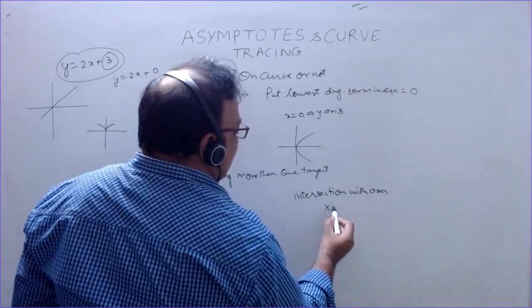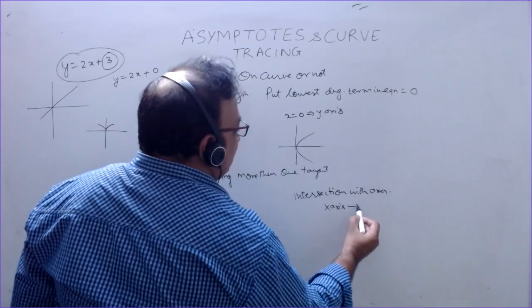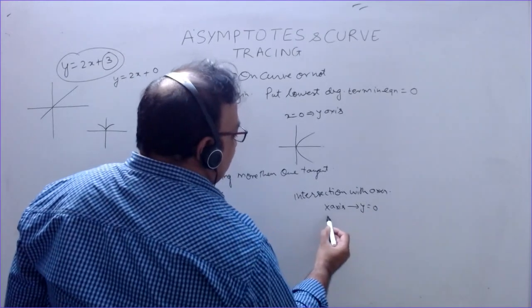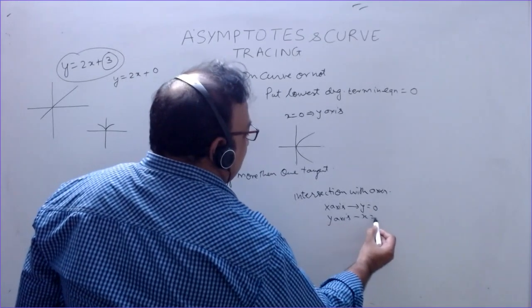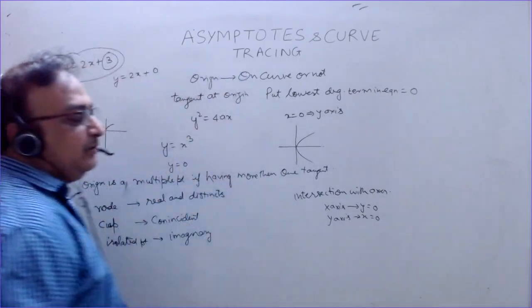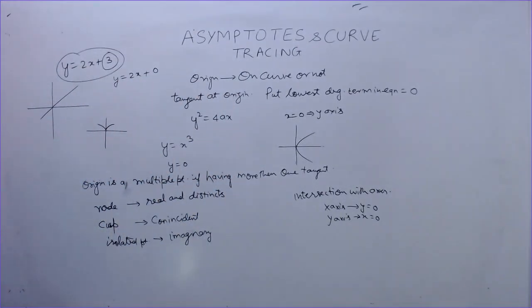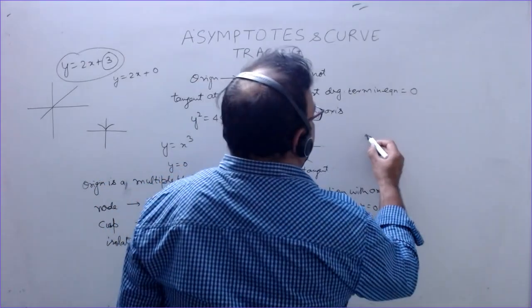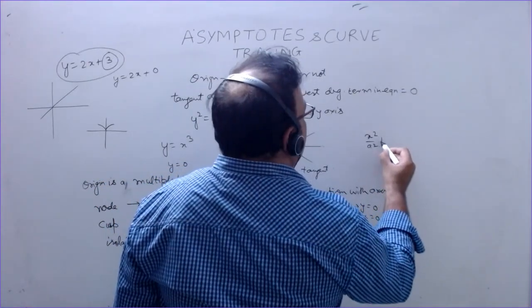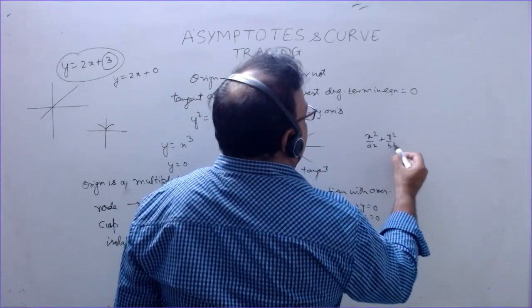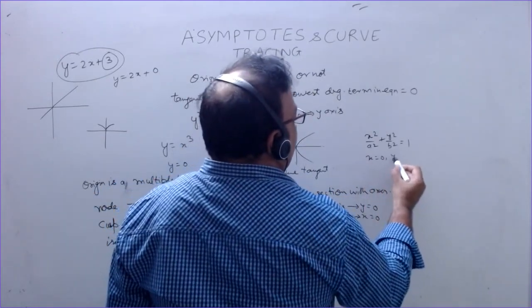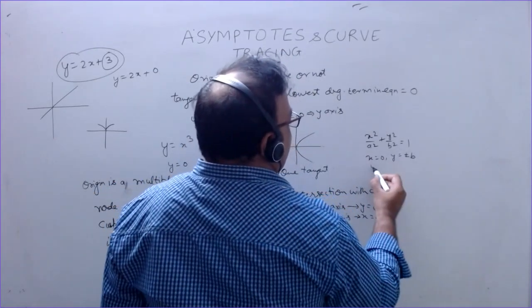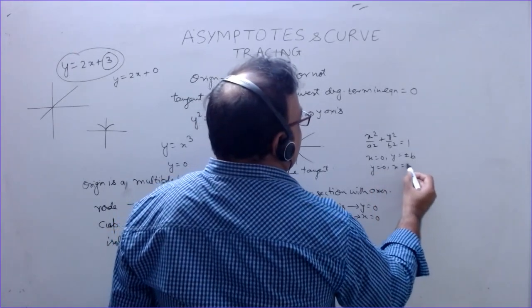So for the x-axis, put y equal to 0, and for intersection with the y-axis, put x equal to 0. Find the points of intersection of the curve. This is a very simple step. x square upon a square plus y square upon b square equal to 1. If I put x equal to 0, then y is plus minus b. If I put y equal to 0, x is plus minus a.